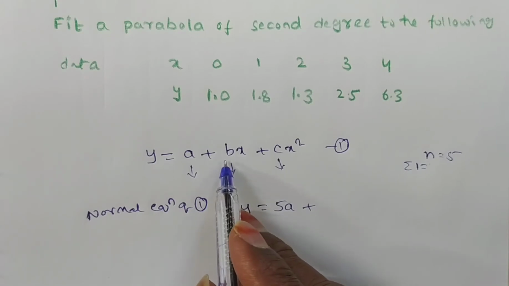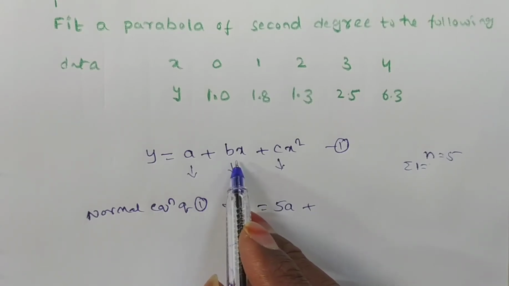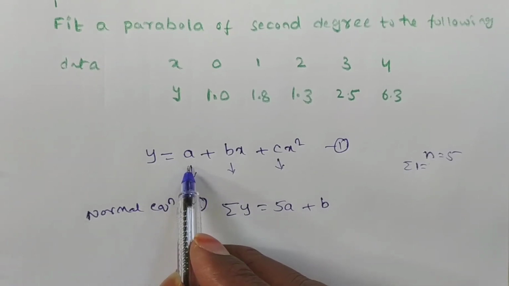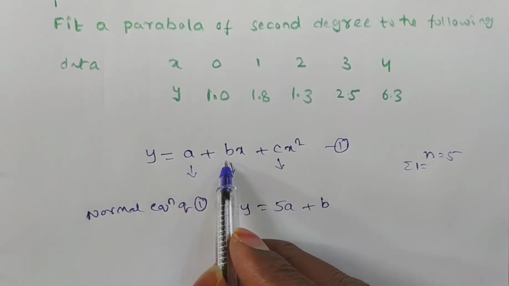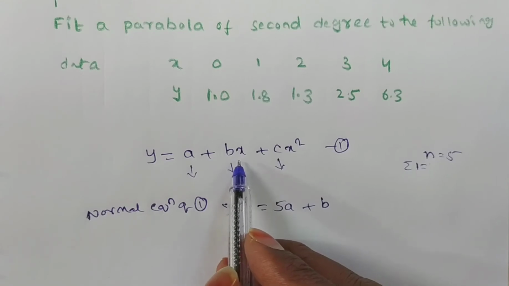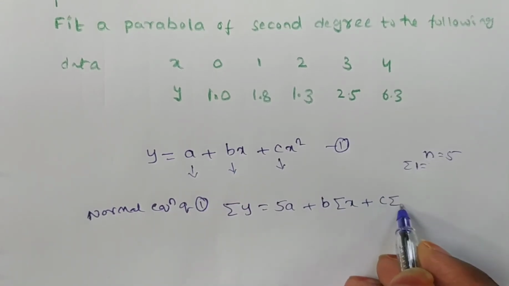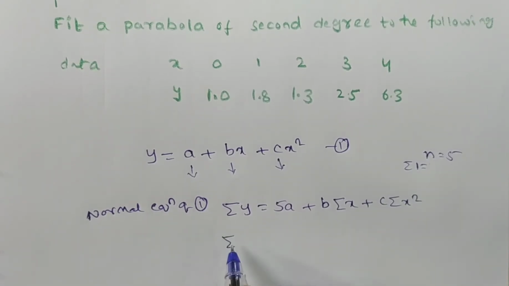Next, summation 1 into bx means summation bx, but b is a constant, so you can take it out. Because here you have only a, that is a constant, but here b is a constant and the variable is also there. So summation 1 into x becomes summation x, plus c into summation x square. Next, the first one is over.